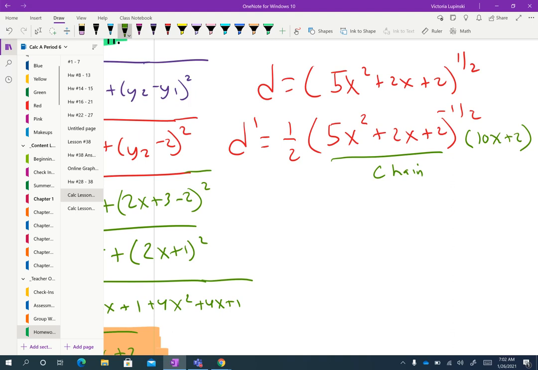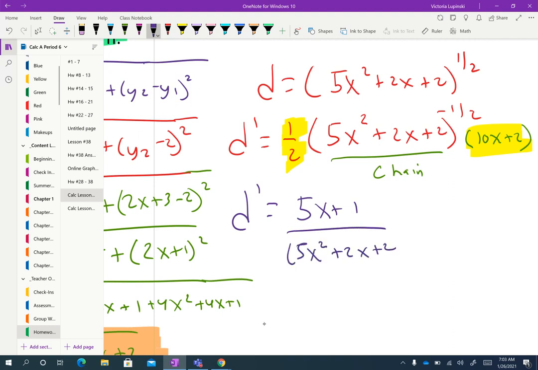I know we skipped the previous problem because it needed the product rule and the chain rule, but here we just need the chain rule. So we're going to find it all the way through. To clean things up just a touch, I'm going to take this 1/2 and this 10x plus 2 and combine those together. So I get d prime is equal to 10x plus 2 times 1/2, that's 5x plus 1, over (5x squared plus 2x plus 2) to the 1/2 power. So now there's again a little bit of a throwback here, but it is worth doing.